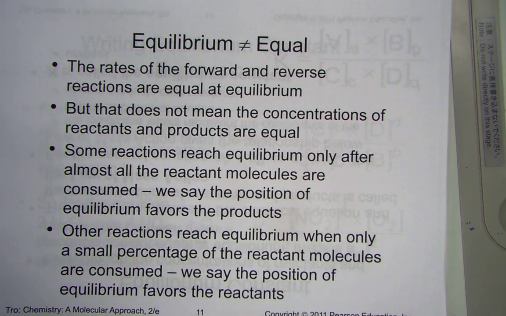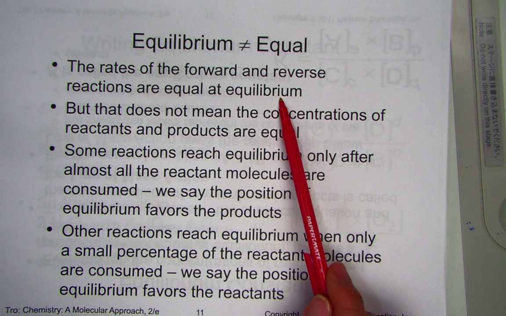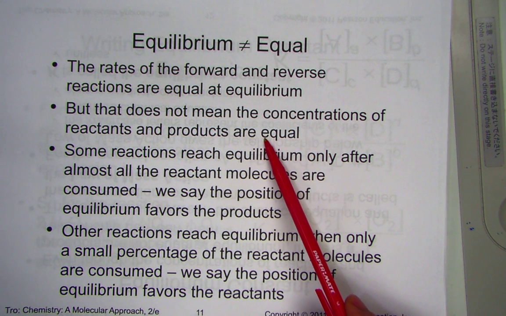So it's real important to stress, equilibrium does not mean that we have equal amounts. It's the rates of the forward and reverse reactions that are equal, but not the concentrations of reactants and products.